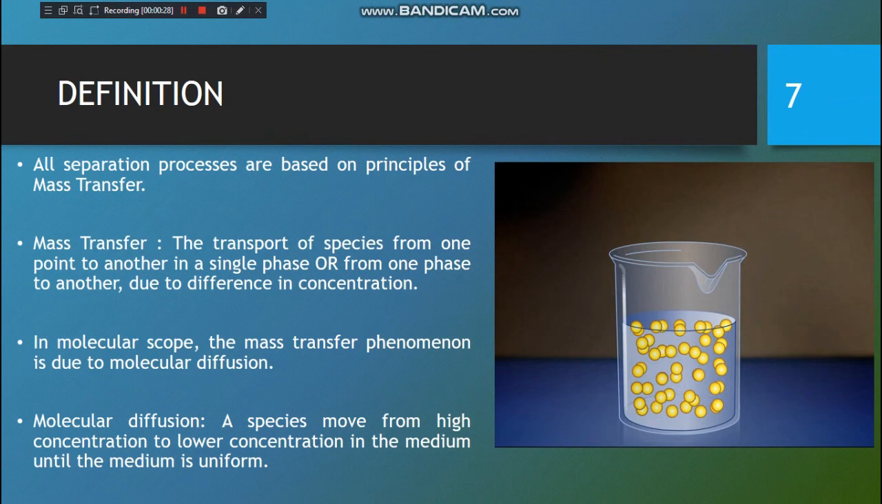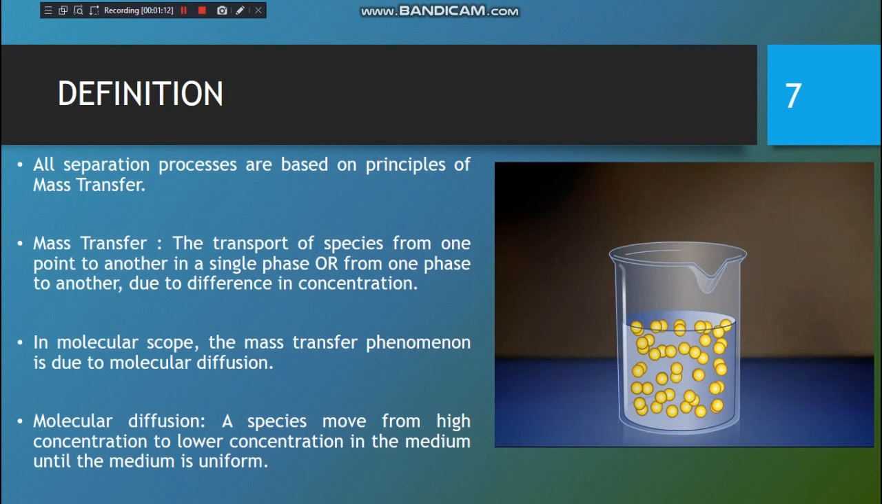Before I explain these separation processes in more detail, let us first recall the fundamentals of the diffusion process. All of the separation processes are based on the principles of mass transfer, where mass transfer is defined as the transport of species from one point to another in a single phase, or from one phase to another, due to a difference in concentration. On a molecular scale, mass transfer is due to molecular diffusion, which is species moving from high concentration to lower concentration in a medium until the medium is uniform.